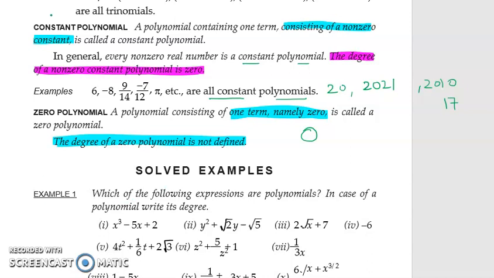Now, very important examples you have to do in your fair register, students. You have to tell which of the following expressions are polynomials. All these are expressions. You have to tell which of them are polynomials, and in case of a polynomial, write its degree. I'm giving you a few seconds. Then I'll explain. The first one: x cube minus 5x plus 2.